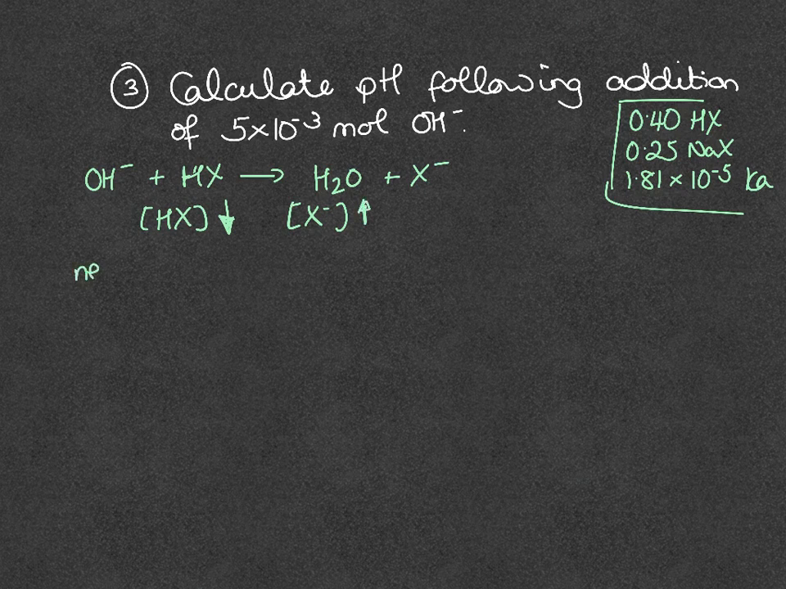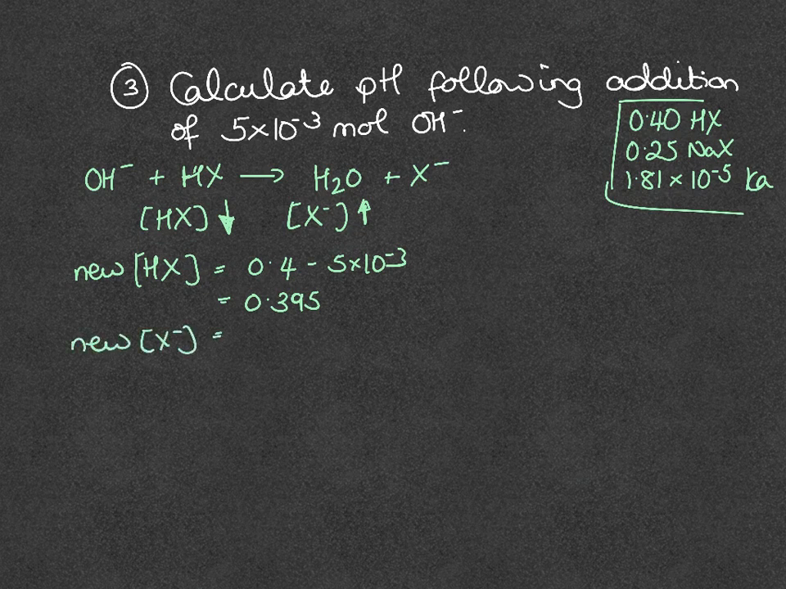So let's have a look. We're going to go for a new HX. What's our new amount or moles of HX? So 0.4 take away the 5 times 10 to the minus 3 leaves us with 0.395. Now we need a new X minus, 0.25, and we're adding on the 5 times 10 to the minus 3, with 0.255. So we're going to plug it in to our calculation.